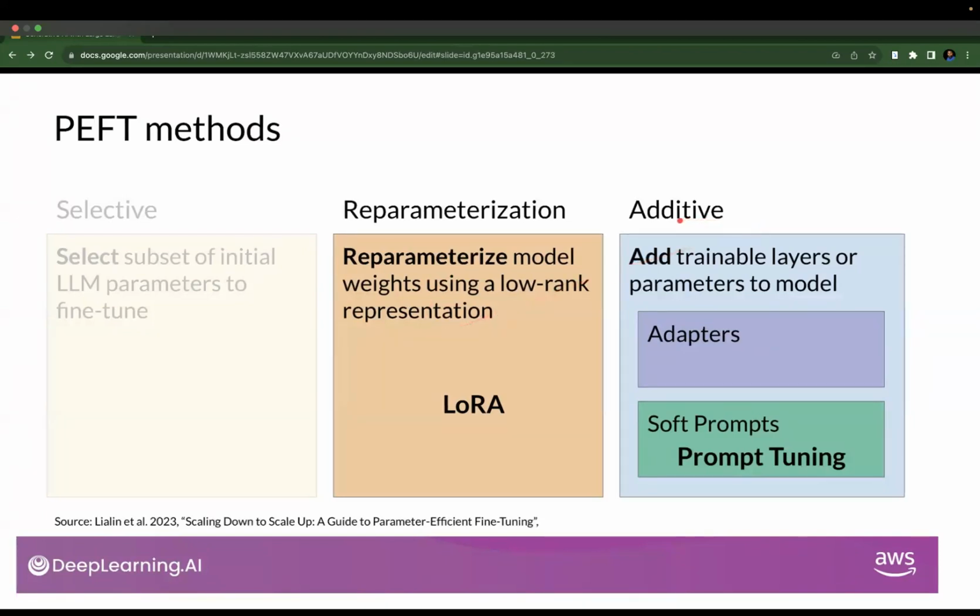And then there are additive methods or techniques where you add a new trainable layer on top of your existing LLM. One example is prompt tuning, or using soft prompts. Let's look at both of these.